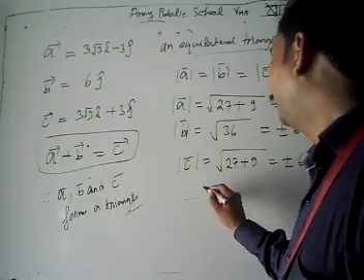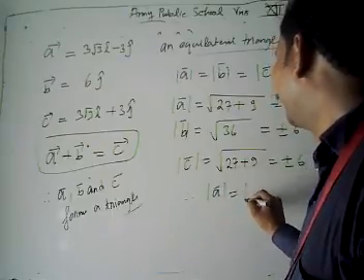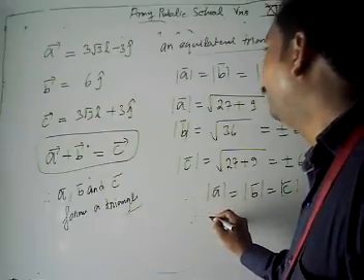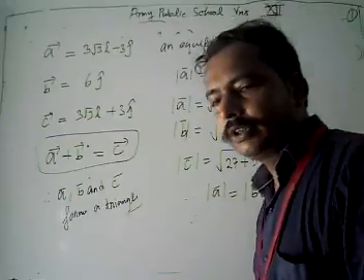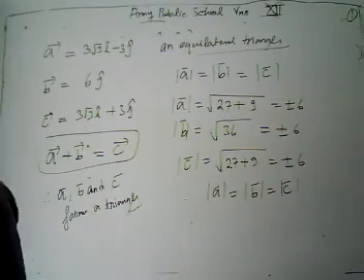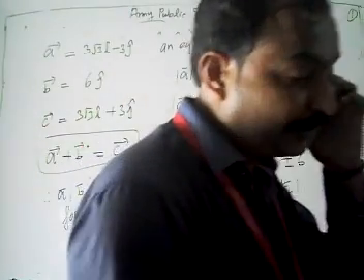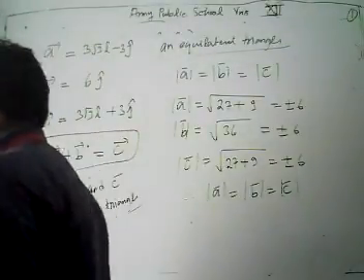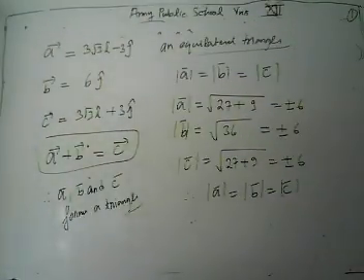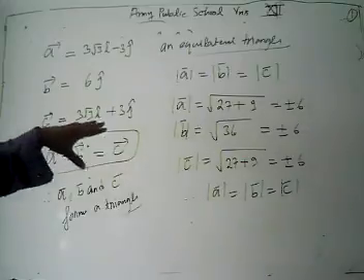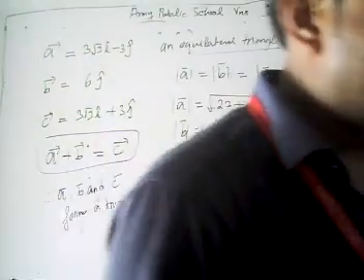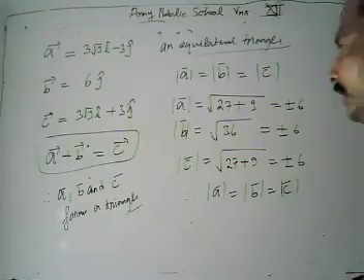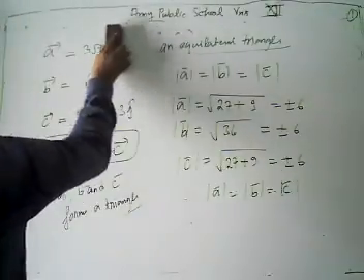Now look, the magnitudes of all three sides are equal. Therefore, it represents an equilateral triangle. The vectors A, B and C represent the sides of the given triangle. So obviously these vectors represent the sides of an equilateral triangle. Now let's take another problem to explain.